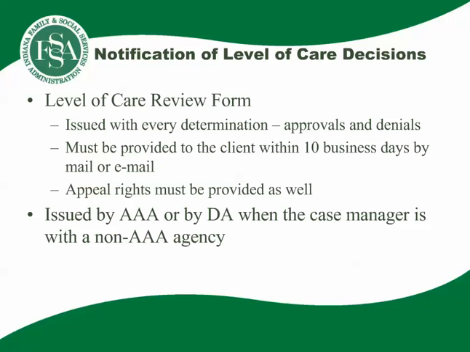So once the decision has been made, there is a level of care review form that is issued either by the AAA or the Division of Aging, depending on who's issuing the actual decision. When that form is issued, and it's issued for every decision, whether it's an approval or a denial, the case manager is responsible for providing it to the client or the waiver recipient within 10 business days. The form must be delivered to the individual by either regular mail or email.